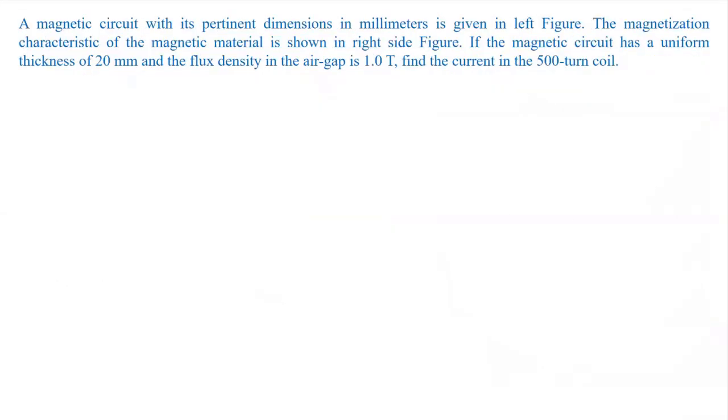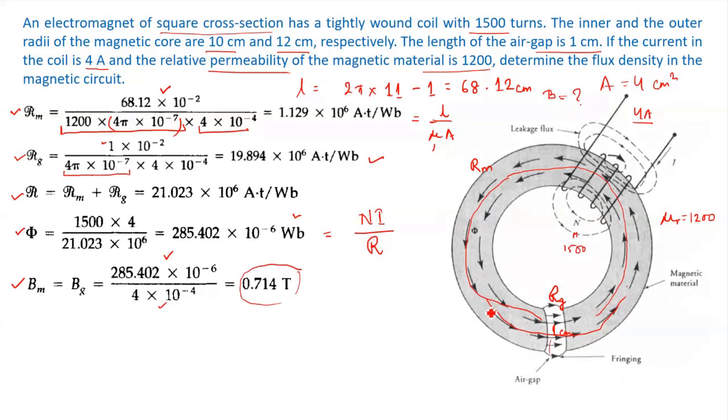Now let us consider another problem. Here we assumed that the permeability is not changing with the saturation of the core, because we assumed that the magnetic material is working in the linear region, without any saturation. That means the BH curve is linear here, therefore your permeability remains constant.